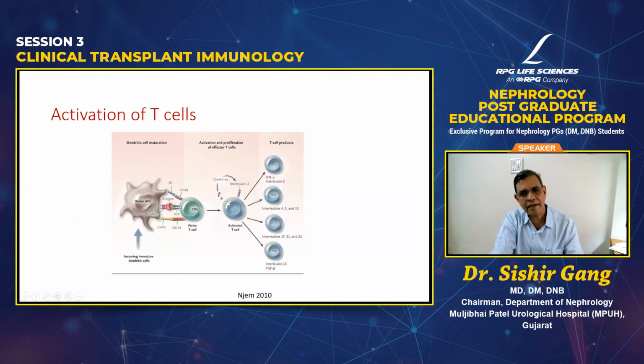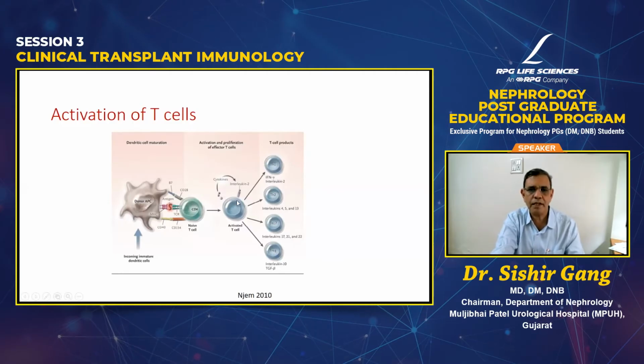Once the T cell is activated through these two signals, it releases the cytokine known as interleukin-2. Now, interleukin-2 is a cytokine which has an autocrine effect and also a paracrine effect. Autocrine effect means it acts on the same cell on which it is released, and it also acts on the neighboring cells. And this leads to proliferation of the activated T cells into multiple cells.